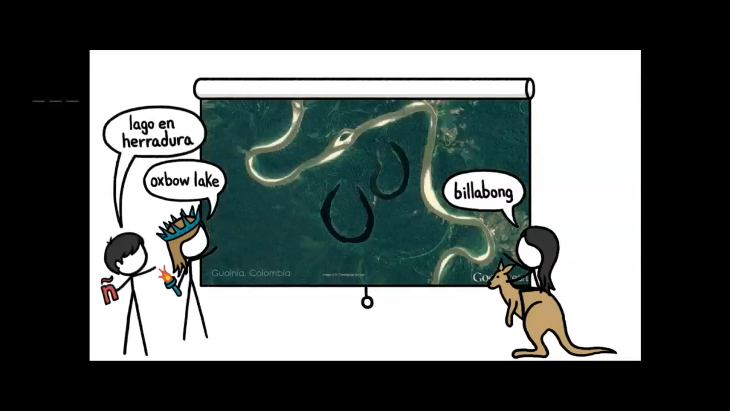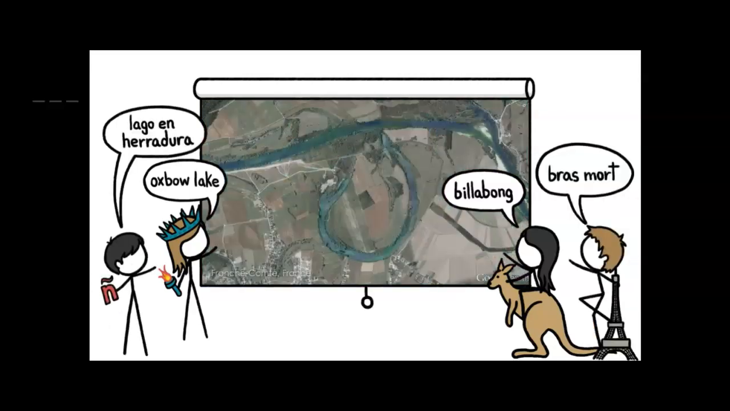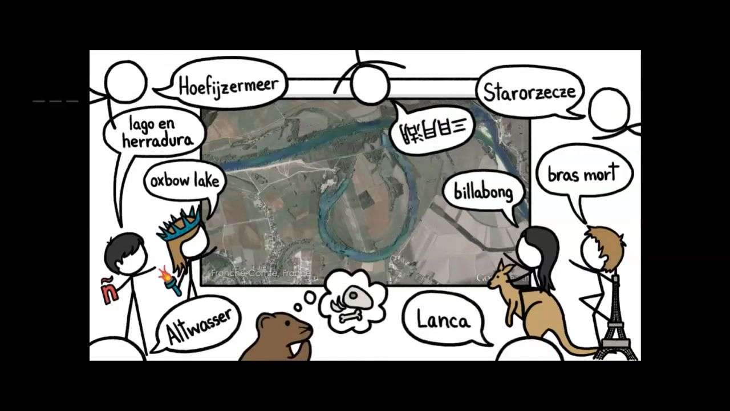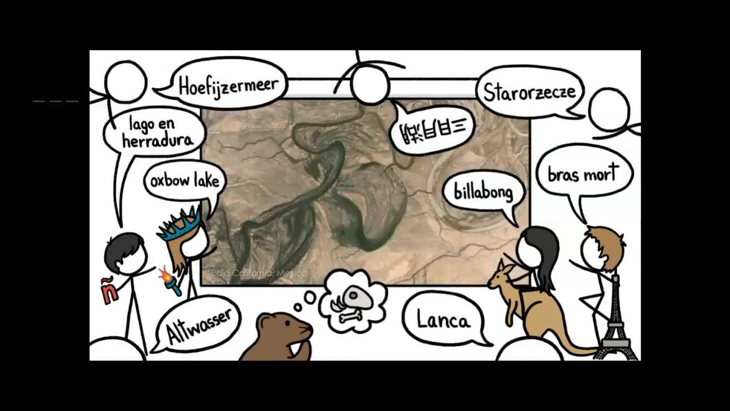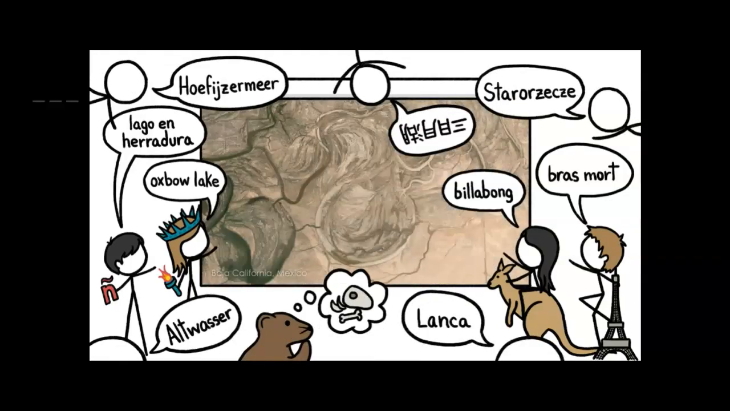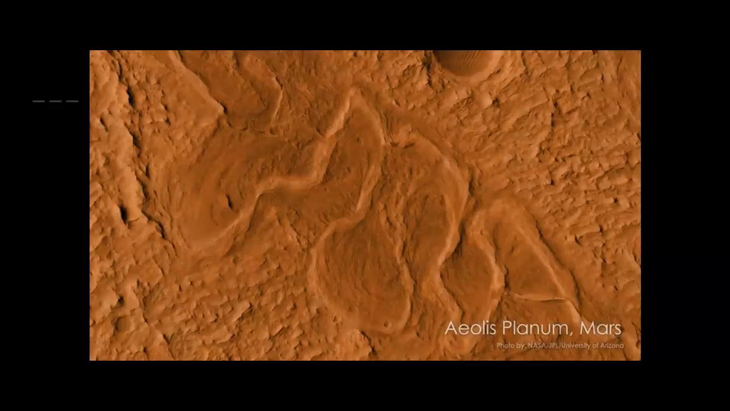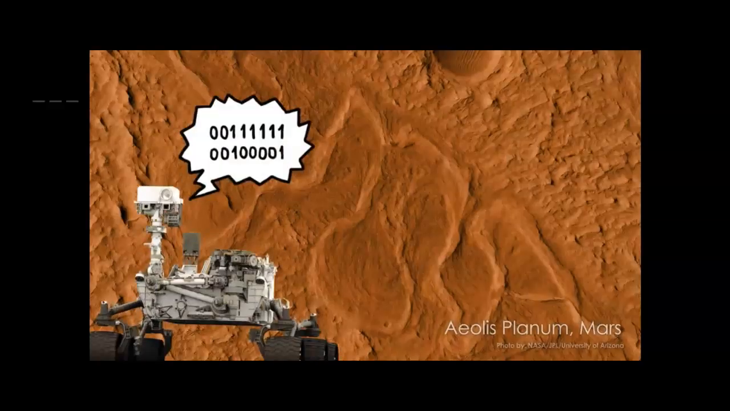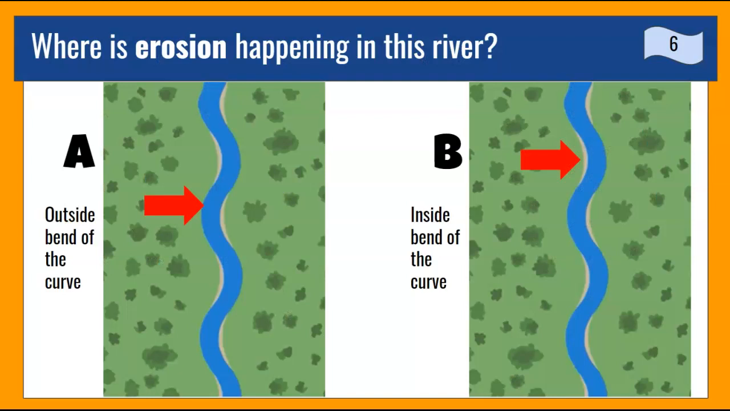Or a billabong. O un lago en herradura. Ou un bras mort. We have lots of names for these lakes, since they can occur pretty much anywhere liquid flows, or used to. Which brings up an interesting question. What do the Martians call them?